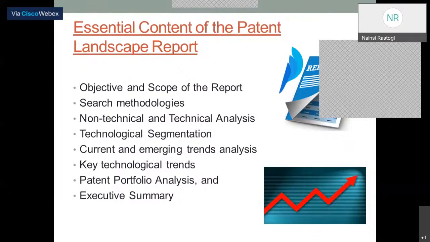So let's understand this in this way. First of all, when we prepare a research paper, we need to specify the objective and the scope of the research paper. In a similar way, in a patent landscape report as well, we need to specify what is the objective and the scope of the report for what we are conducting the landscape. Further, the report should comprise search methodologies, what methodologies we are following for conducting a search, like what is our strategy for conducting a search in a specific area.